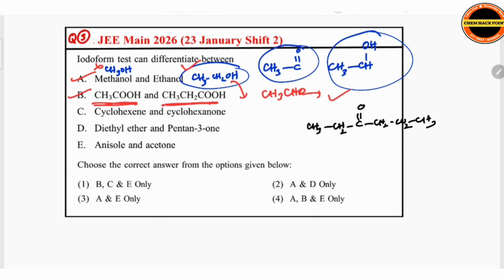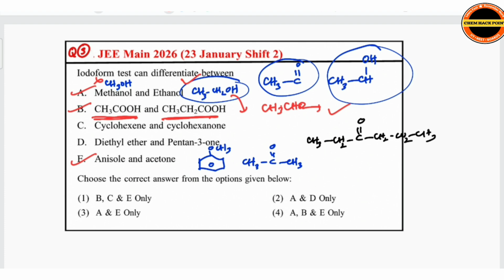Then after that, diethyl ether done, then anisole as well as acetone. Anisole as well as acetone. You see here, anisole it is OCH3. Acetone we know CH3COCH3. So here there is the group. So it will show the iodoform. Okay. So if you see that here one more thing, here CH3CO, it is carboxylic acid.